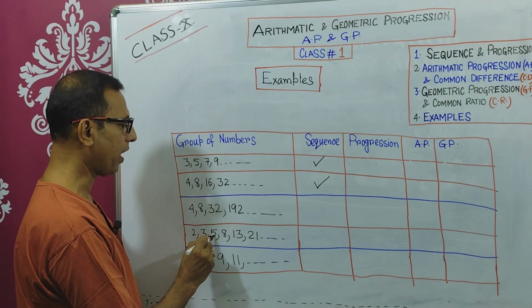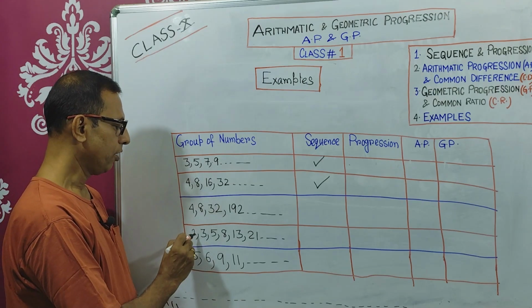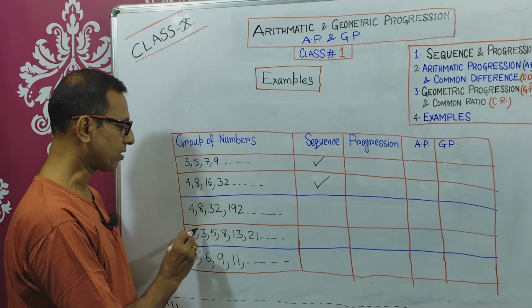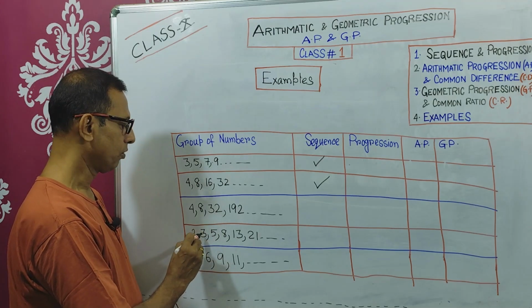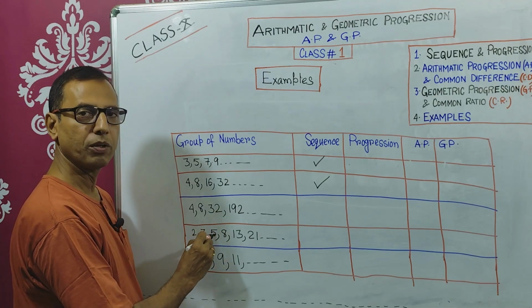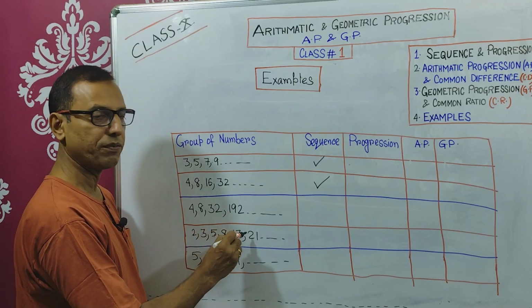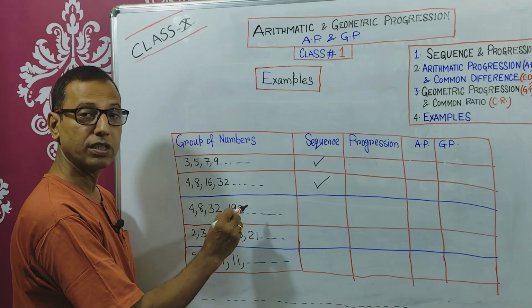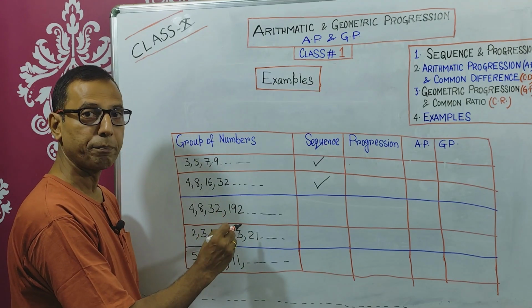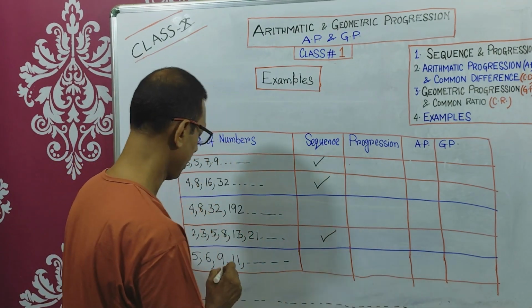Then 2, 3, 5, 8, 13, 21. So here you can see 2 plus 3, the first and second term, the summation is the third term. 2 plus 3 is 5. The second and third terms' sum is the fourth term, 3 plus 5 is 8. The third and fourth terms' sum is the fifth term, 5 plus 8 is 13. And 8 plus 13 is 21. So this is also continuing a certain pattern, right? So this is also a sequence.